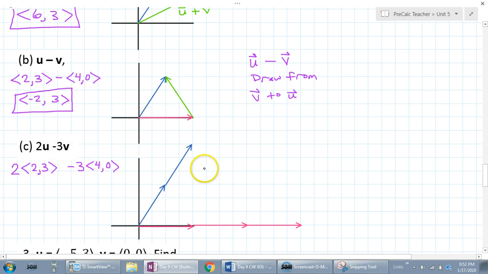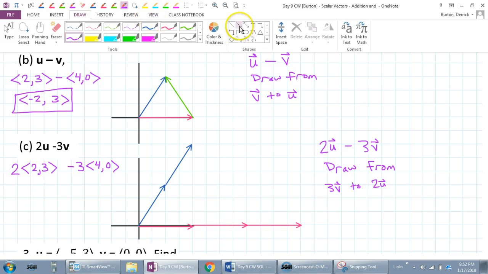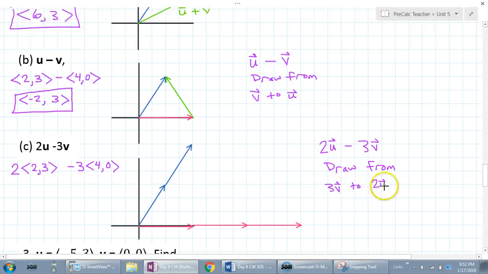So when you're subtracting, you draw the resultant vector from terminal point to terminal point. Let's be careful about the order. If I want to do 2u minus 3v, then when I draw it, I'm going to draw from 3v to 2u. I go in the reverse order from what is written. So I'm going to draw from 3v to 2u, from terminal point to terminal point. And I will make my resultant vector green, as I always do.